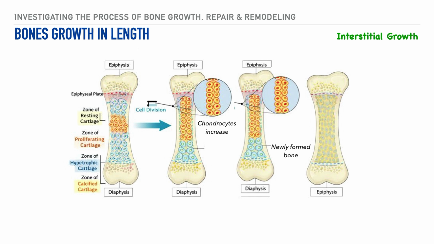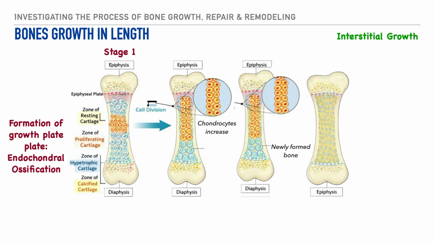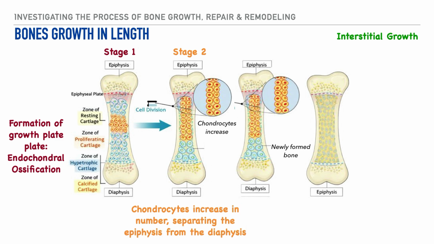But before we delve into those steps, it's important to note that the site of interstitial growth is only possible at the growth plate. Now, for our first step, we identify the formation of the growth plate in a long bone, which occurs via endochondral ossification. In our second step, the chondrocytes that are located within the growth plate increase in number through a process you may be familiar with called mitosis. This essentially lengthens the growth plate, pushing the epiphysis away from the diaphysis.